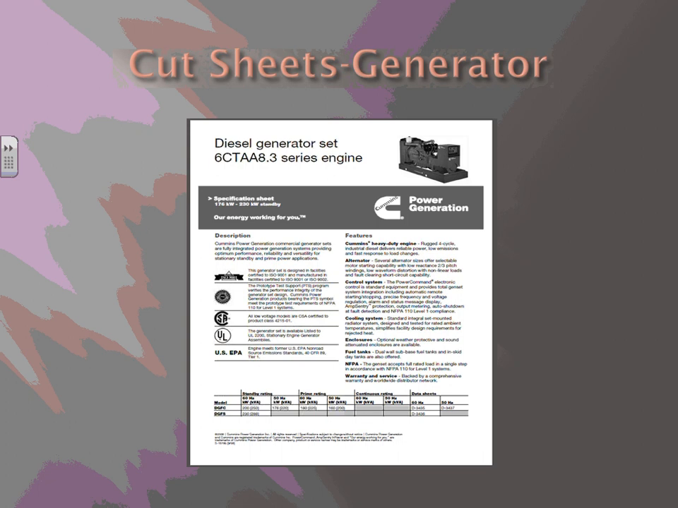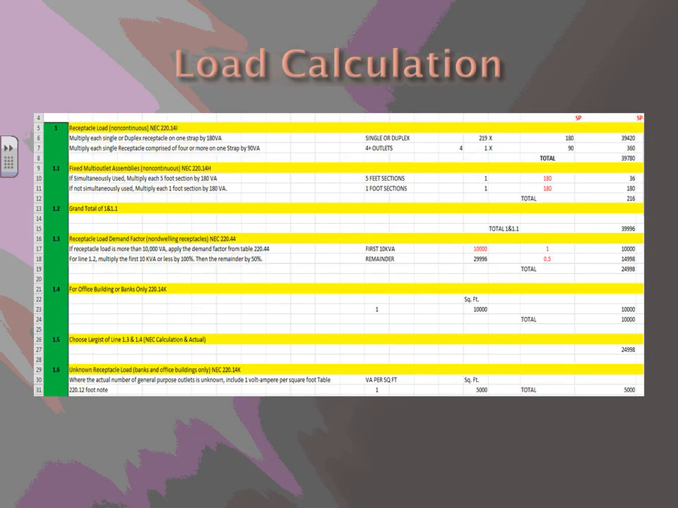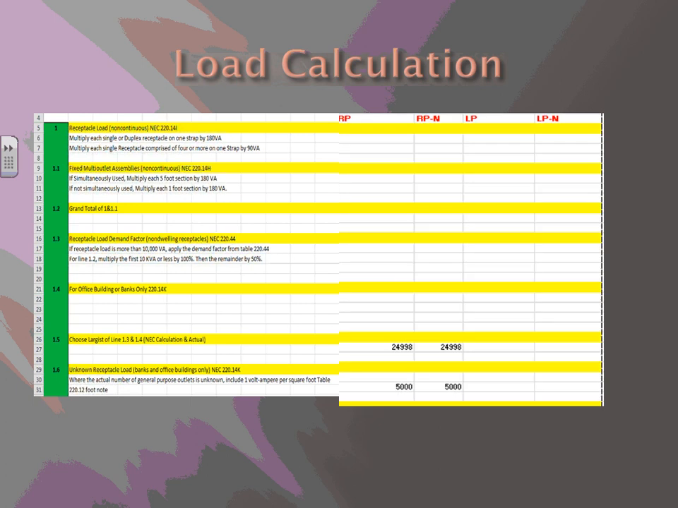And with that, I want to bring you guys into the load calc. We did the load calc in Microsoft Excel. Everything from receptacle load in Article 220.14(L), and that's non-continuous. Fixed multi-output assemblies, and your office, your largest of the line, the unknown receptacle load. Size the receptacle panel with a receptacle neutral, lighting panel with a lighting panel neutral.